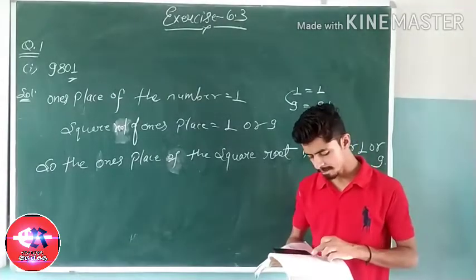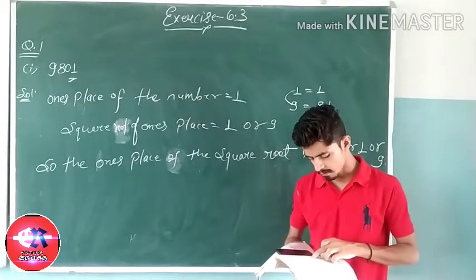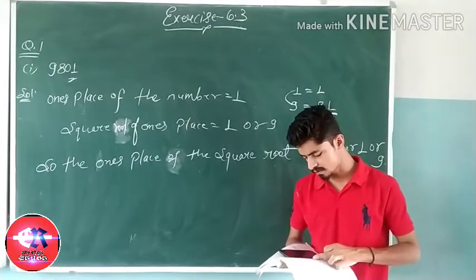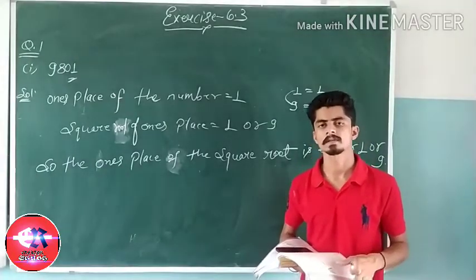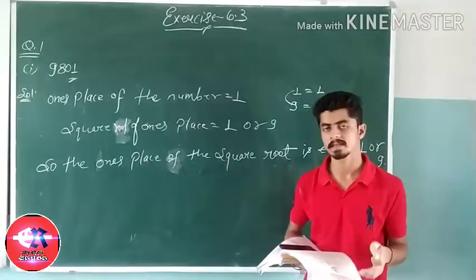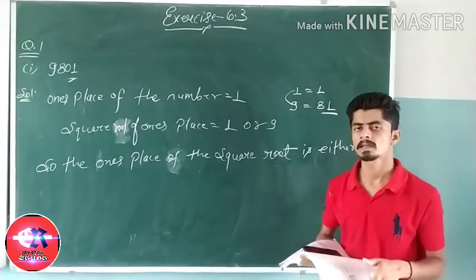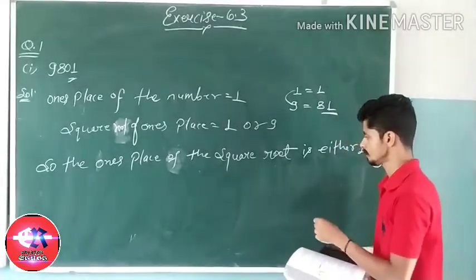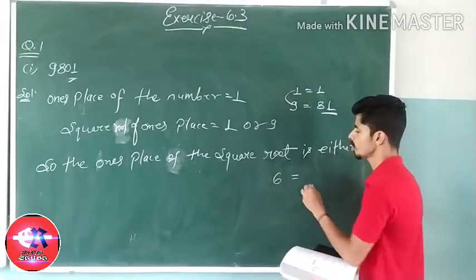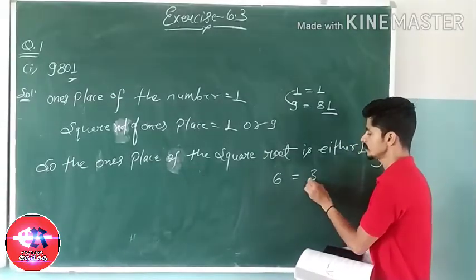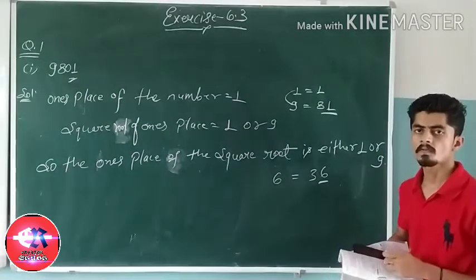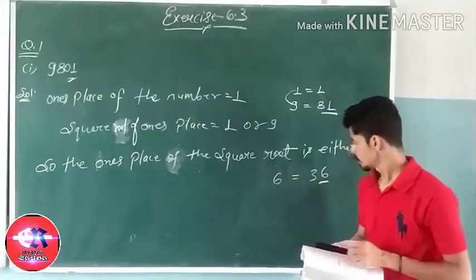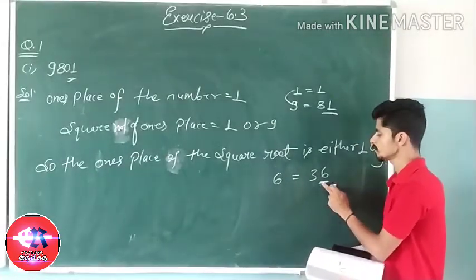So similarly, the next 3 questions are the same. You have to find the ones place of the square root of the number. Like 6, if we square 6 we get 36, and 6 is the ones place of 36.